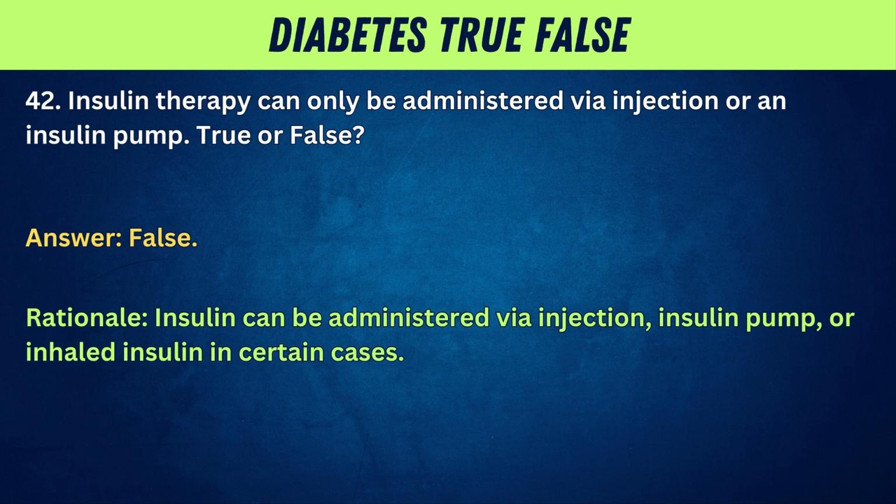42. Insulin therapy can only be administered via injection or an insulin pump. True or false? Answer: false. Rationale: insulin can be administered via injection, insulin pump, or inhaled insulin in certain cases.